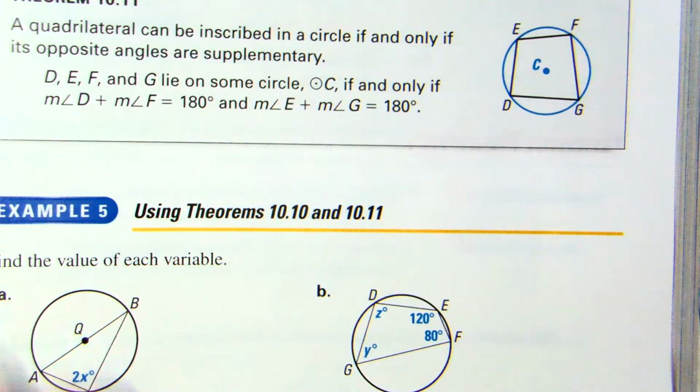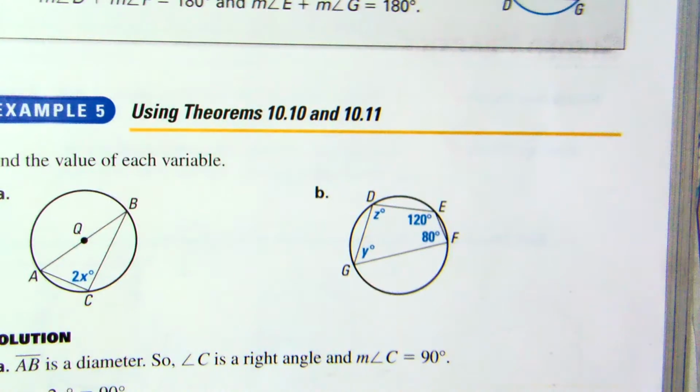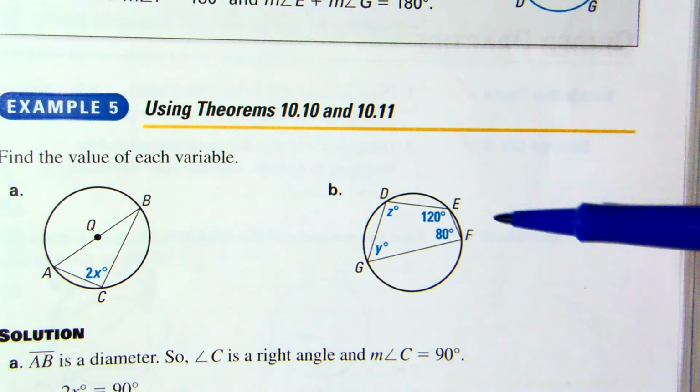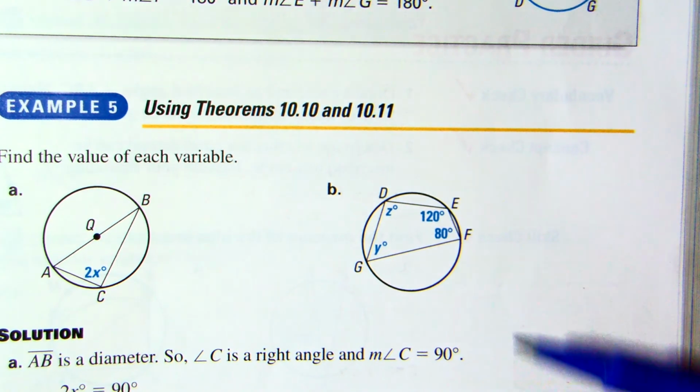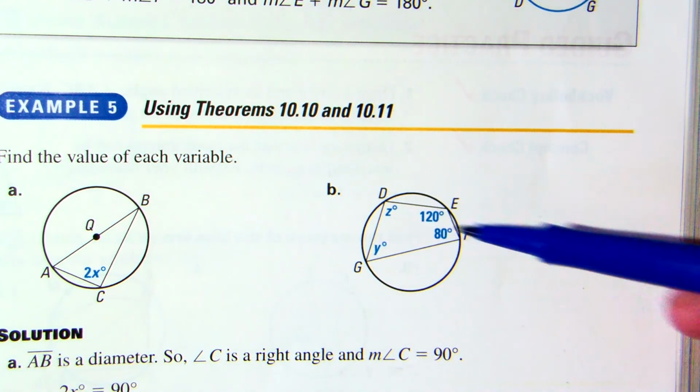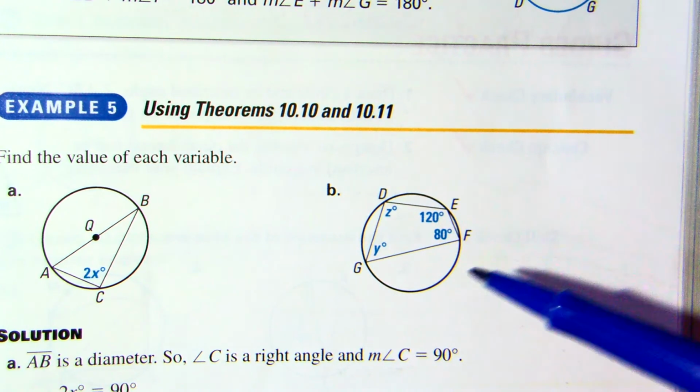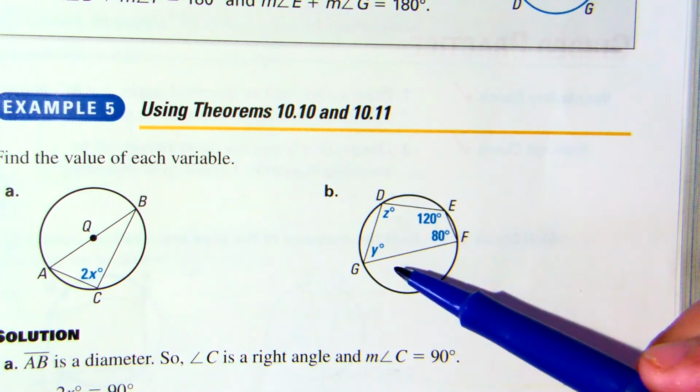Also, if we have a polygon such as B right here, and it is inscribed in a circle, that means all the vertices of the polygon are on the circle, then the opposite angles are supplementary.